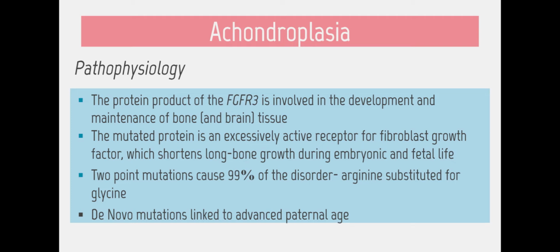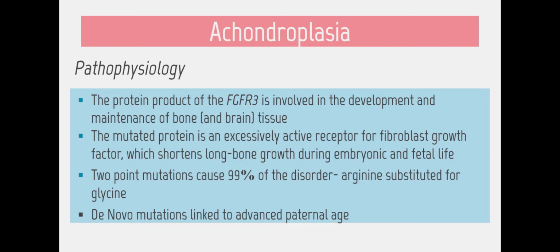So, the protein product of FGFR3, fibroblast growth factor, is important in growing bone and brain tissue. In achondroplasia, it really seems to impact bones. So, when we have this mutation, it's an aggressively active receptor for fibroblast growth. Fibroblasts break down fibers, so it shortens the long bone growth during embryonic and fetal life, and they never really catch up from that.